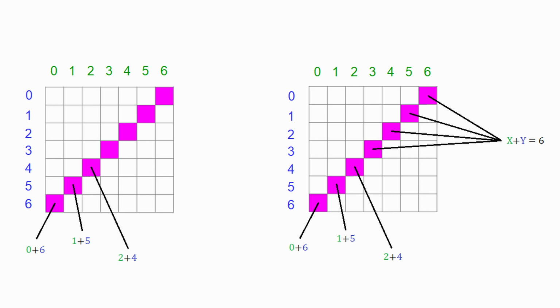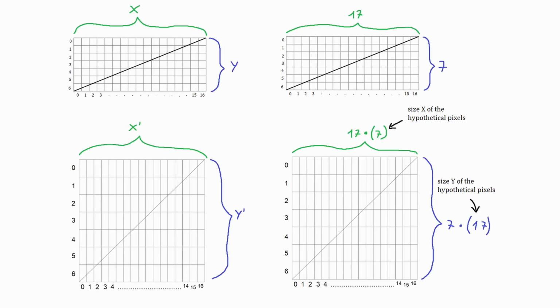This is for one of the two diagonals. For the other, a slight adjustment is needed, but the sum is also constant. The hypothetical area that results from stretching the original area is also a square, so this applies. Only now the pixels no longer measure 1 by 1. I call the width and height of these hypothetical pixels height pixel x and height pixel y.